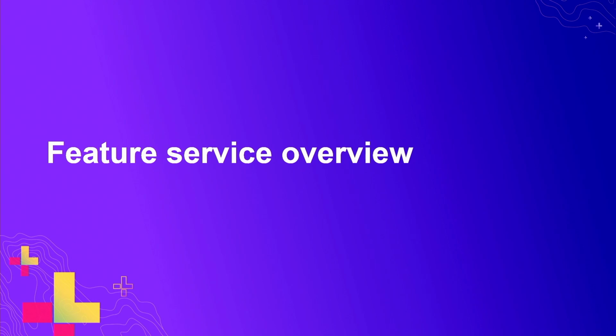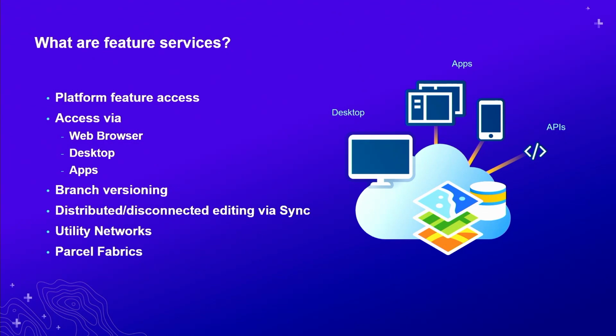In this section, I'll be giving an overview of what feature services are and what you might use them for. Feature services are the platform model for feature access. This means the ability to get access to the row data in a table or feature layer, as well as the geometry. This is unlike other services that return images or lightly attributed datasets. This also means the ability to access the data across the platform via web browsers, desktop applications, and mobile-based applications. Feature services are also the sole entry point for long transaction editing using branch version data.